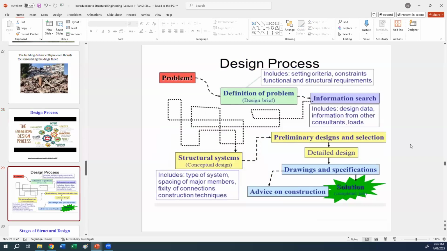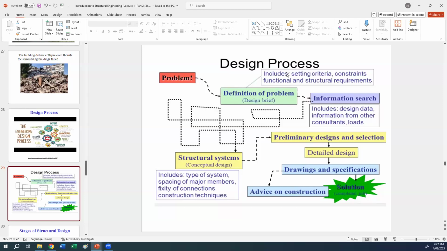And here is the design process, like a diagram or schematic diagram of the design process. So the design process is dealing with a problem. So mainly we have a problem. So the first step is to find or define the problem, which is the design brief, the design story you will be following.